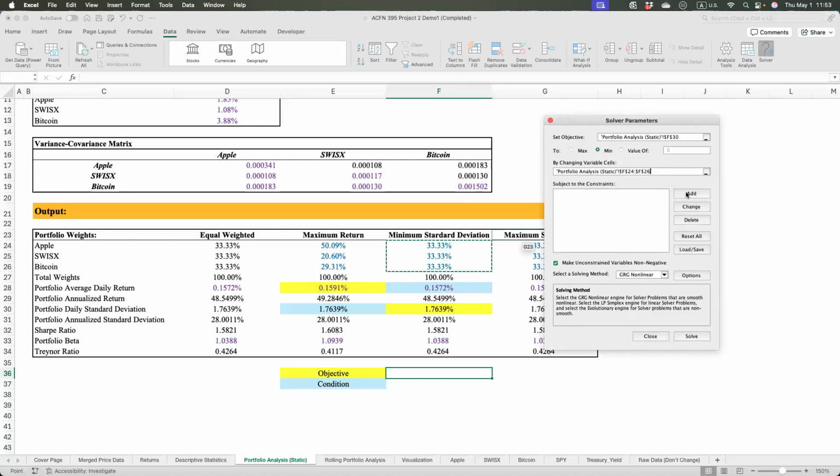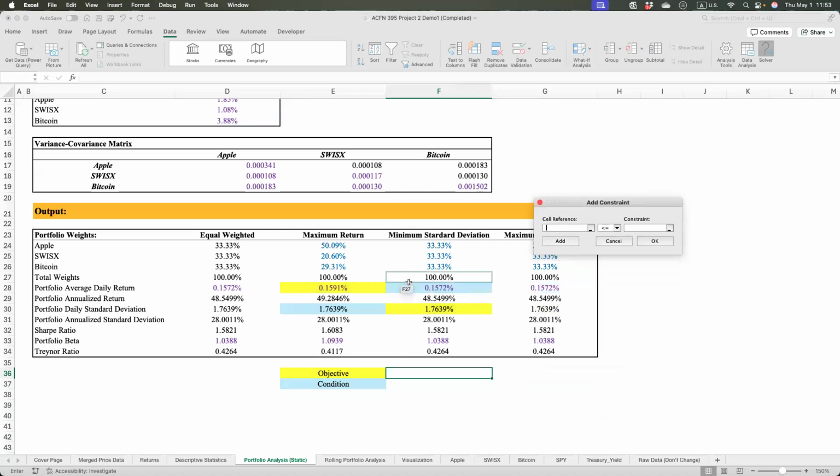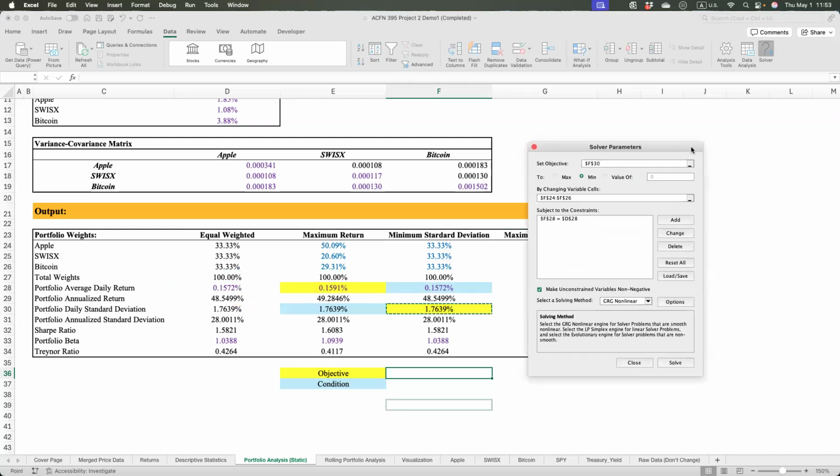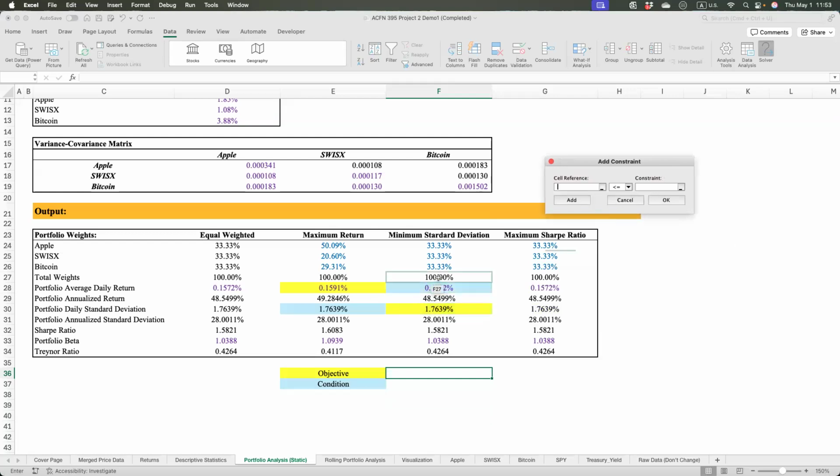So now we're gonna add constraints here. The first constraint, again, we want to minimize the risk by maintaining the same return. So meaning that your daily return should be the same as your equal weighted portfolio return. Click OK. This is your first constraint. Second constraint, of course, our total weights should be equal to 1. Click OK.